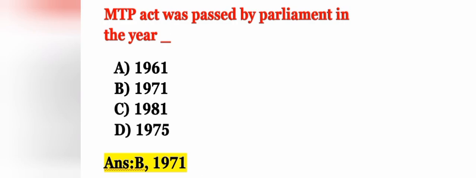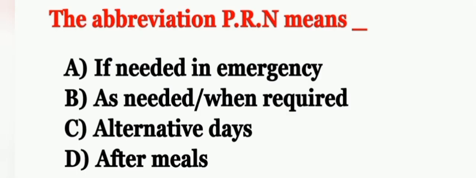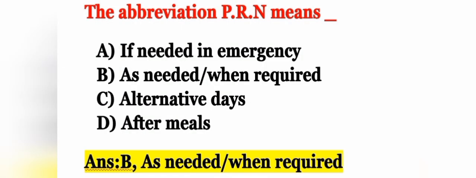The next question, abbreviation PRN means: Option A, if needed in emergency. Option B, as needed or when required. Option C, alternative days. Option D, after meals. The abbreviation PRN means as needed or when required. Option B is the correct answer.